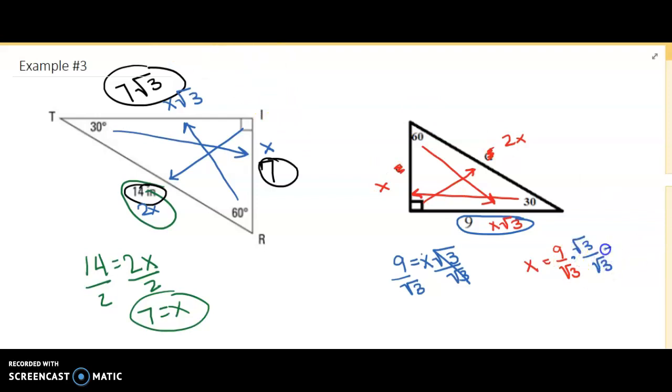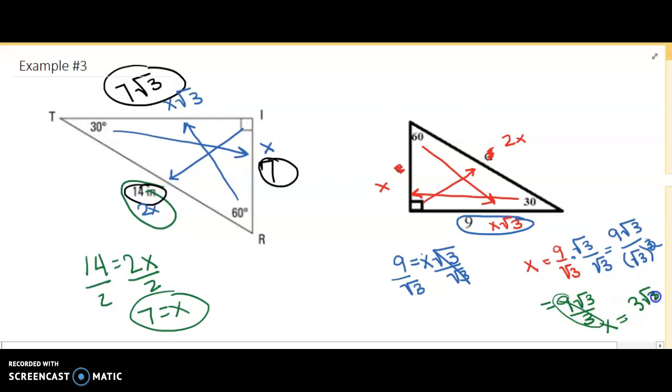So multiply by square root of 3 over square root of 3, and I get 9 square root of 3 over square root of 3 times square root of 3, which is square root of 3 squared, which is 3. So that's 9 square root of 3 over 3. My x equals, well, 9 over 3 is 3 over 1, so x is just 3 square root of 3.